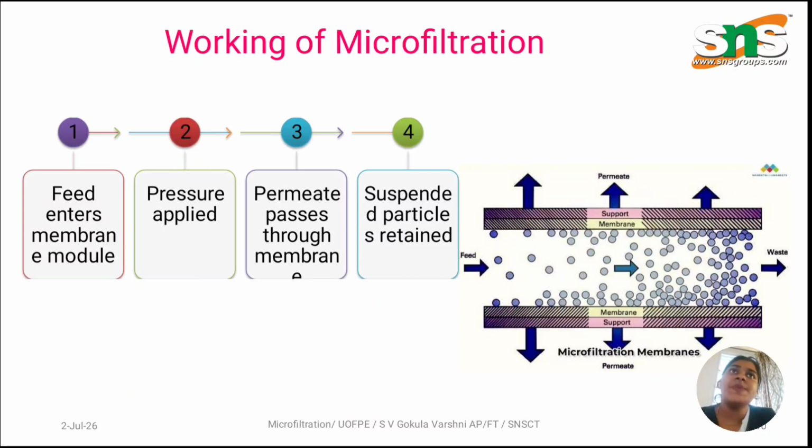The principle of microfiltration is based primarily on size exclusion, also known as sieving. A pressure difference is created across the membrane, generally between 0.1 and 2 bar. The feed solution flows tangentially across the membrane surface. Particles smaller than the membrane pores pass through and form the permeate. Larger particles that cannot pass through remain on the membrane surface and concentrate in the retentate.